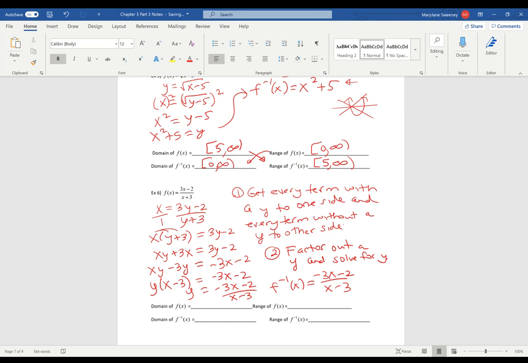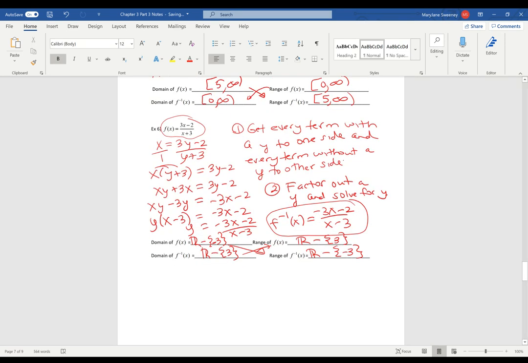Okay, so for domain of f of x, if I look at f of x, numerator tells me all reals, denominator tells me x cannot be negative 3. So all reals except negative 3, which is then the range of the inverse. The range or the domain of the inverse. So the domain of this thing is all reals except for 3. The range of the original then is all reals except for 3. All right, that is it for day 2.